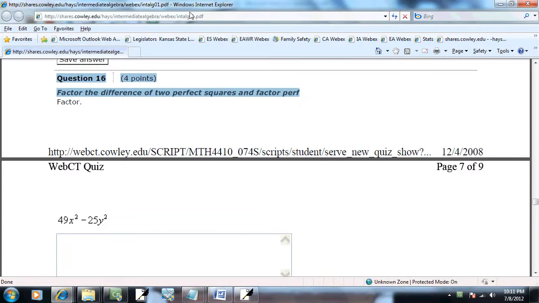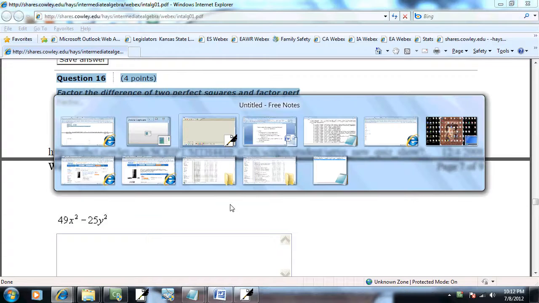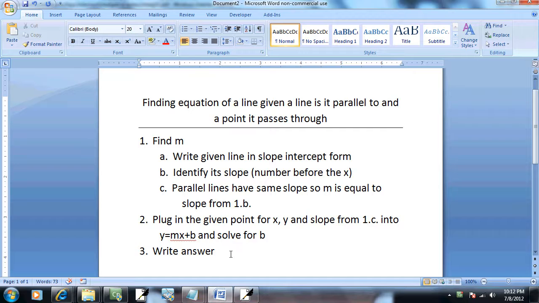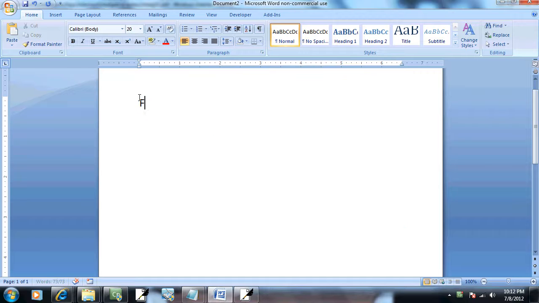Let's take a look at problem number 16. I want to factor the difference of two perfect squares. Anyway, we want to factor it. So let's refresh our memory on our factoring steps. Not actually steps, but more of techniques, I guess I should say.